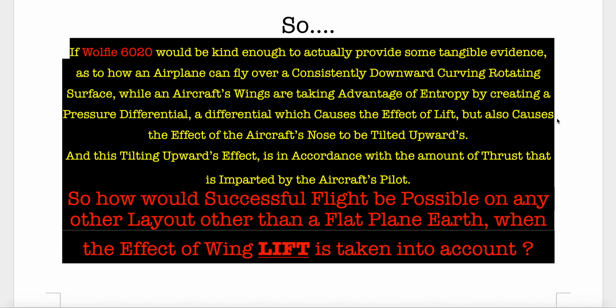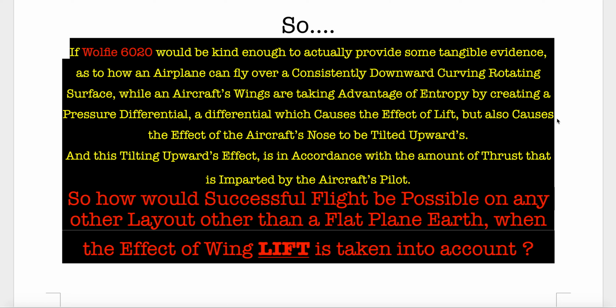So I would like Wolfie to address this point. How can he fly a plane that is designed to fly in such a way that the nose tilts up above horizontal? It cannot fly any other way. Not for any length of time. Well, it can, but it's going to career into the ground. Because if any pilot flies for any length of time with the nose of the plane below horizontal, it's going to go straight into the ground. That's what's going to happen in a short space of time.